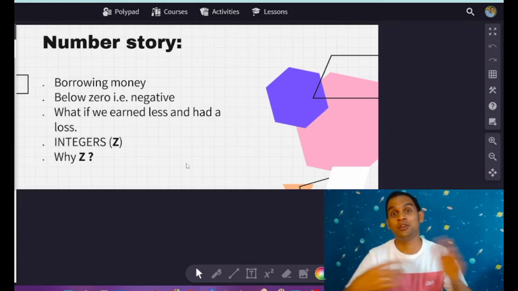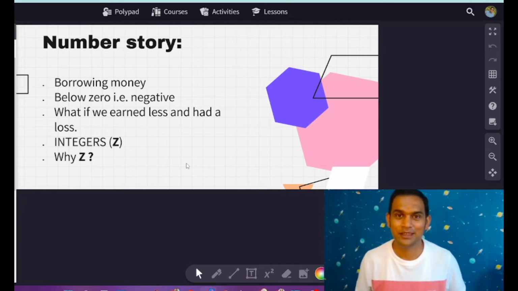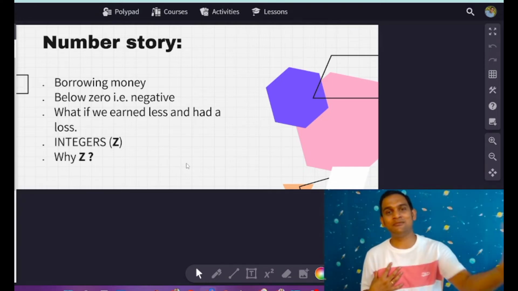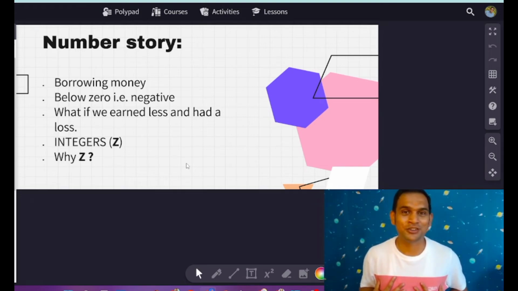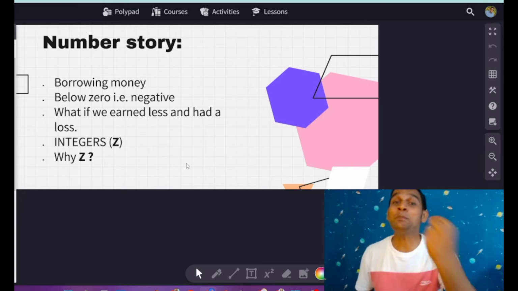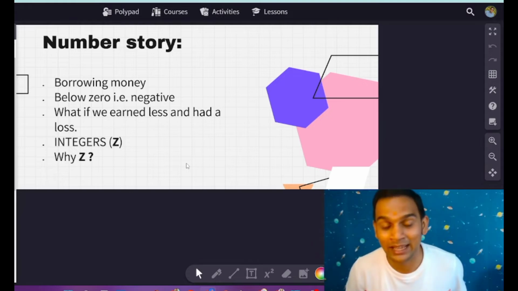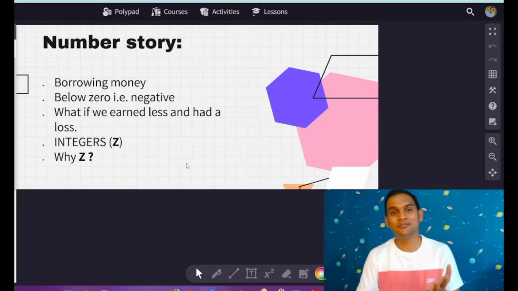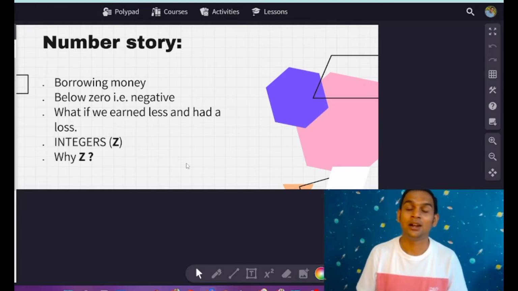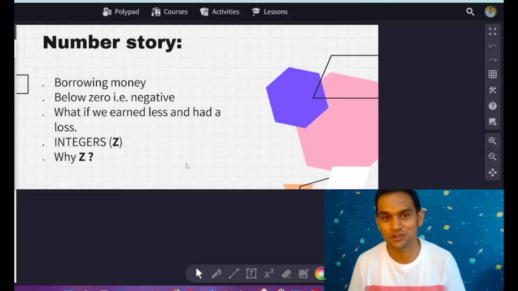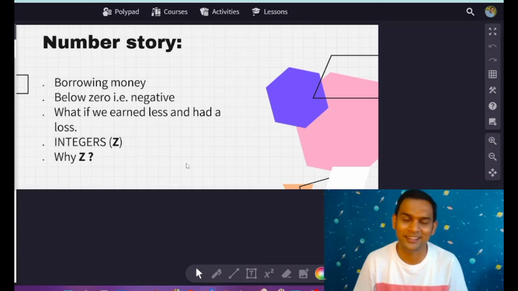Then there was the zamindari system, and during those days people started to borrow money. Now what if we have nothing and we borrowed some money? Actually, that money is not ours. We are in debt. So to represent the debt, there came new numbers which are called negative numbers. So negative numbers plus the natural numbers and zero, collectively, started to be called integers. And after integers was done, it was named as Zahlen.